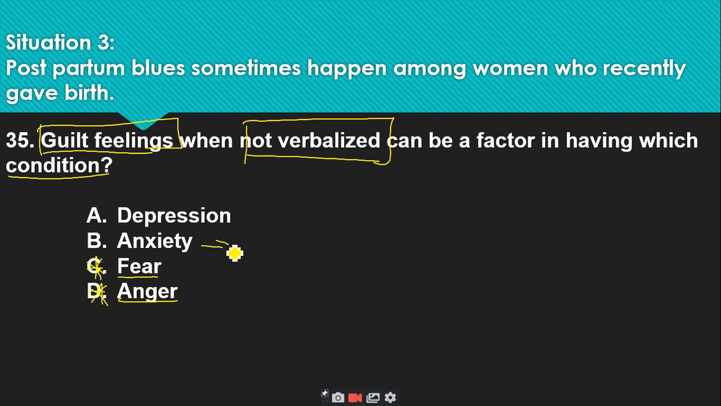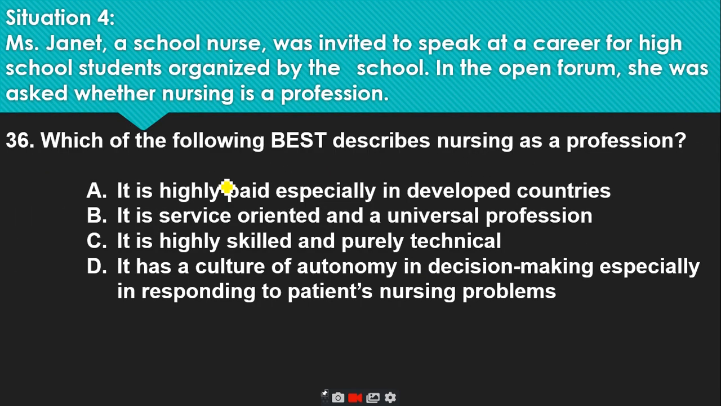We know that anxiety is futuristic, and also we know that depression is also going to happen in the future if your guilt feelings are not being verbalized. So best answer for number 35 is letter A, depression. Let's now have number 36, situation number 4.